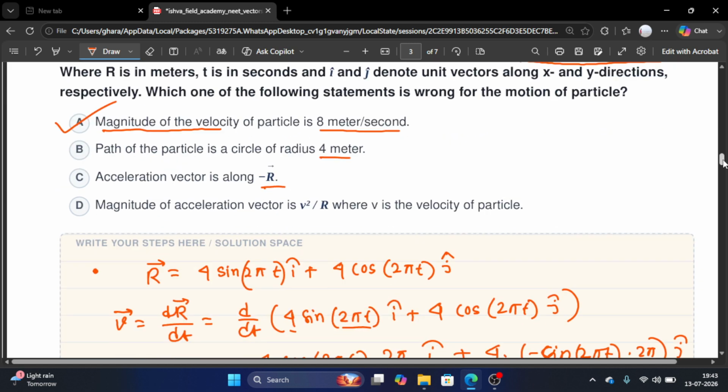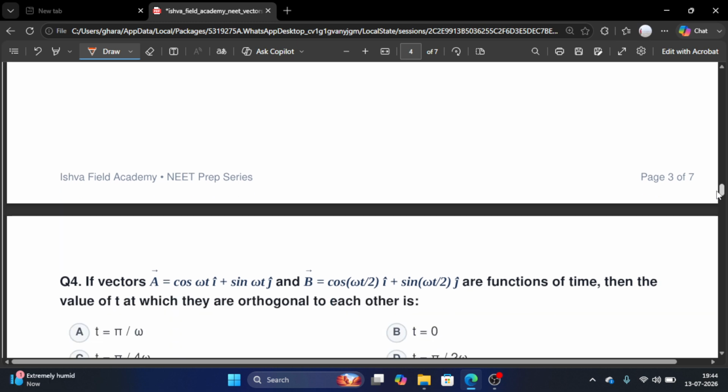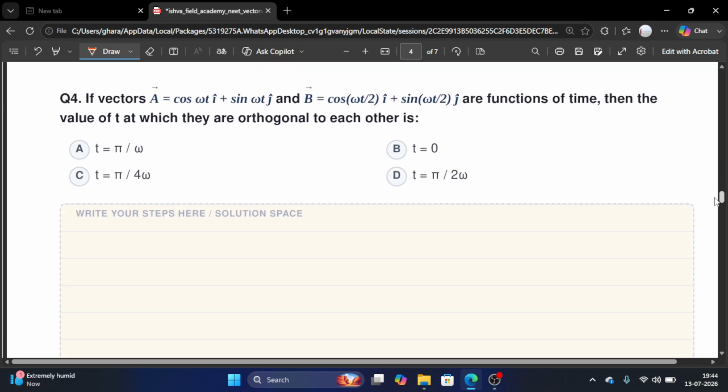Okay, so this is the third question. Now we talk about the fourth question, number 4. In this question, vector a is cos omega t i cap plus sin omega t j cap, and b is also given as a function of time. Then find the value of t at which these two vectors are orthogonal to each other.